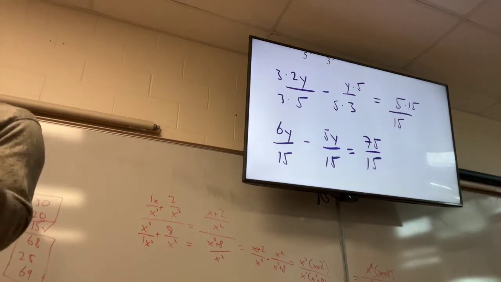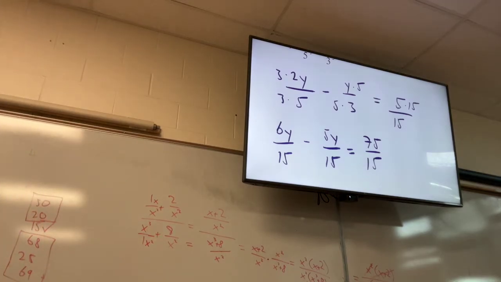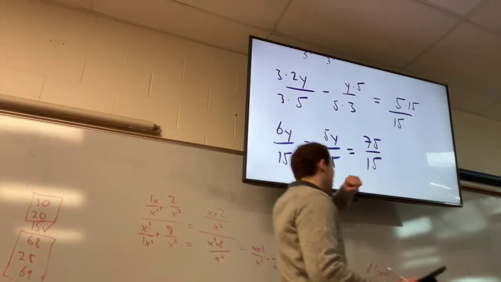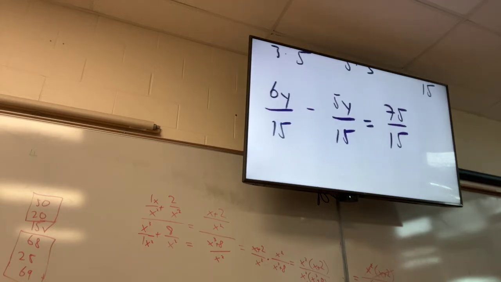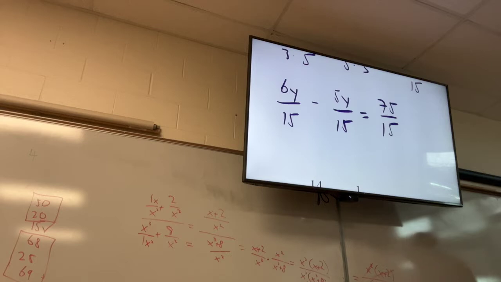Okay, so that's our first step, right? Get everything to have the same denominator, okay? Wait, can't we simplify it? Can we simplify? No, you want everything to have the same denominator.